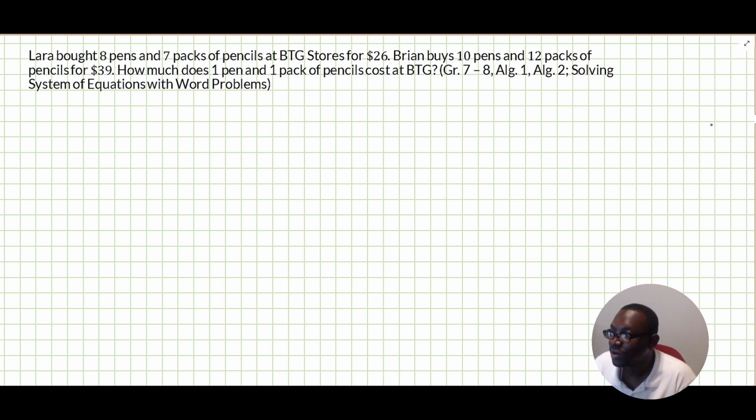So let's see. The question is, Lara bought 8 pens and 7 packs of pencils at BTG stores for $26. Brian buys 10 pens and 12 packs of pencils for $39. How much does 1 pen and 1 pack of pencils cost at BTG? How much does 1 pencil and 1 pack of pens cost at that same store?